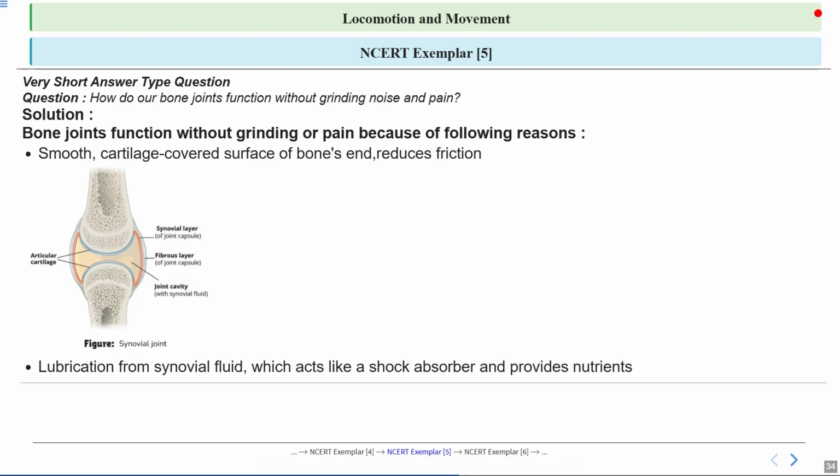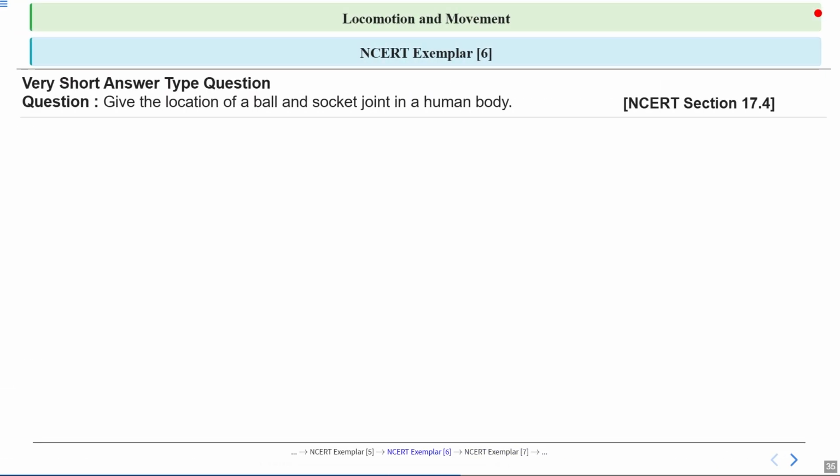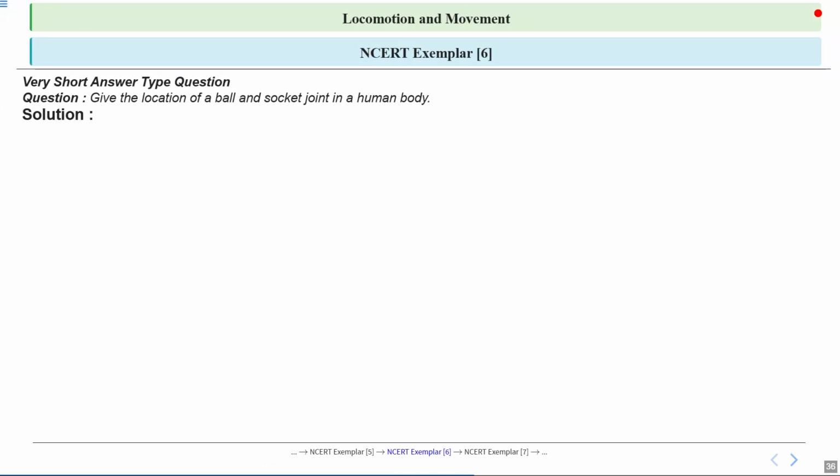Now, the synovial fluid that we have already talked about acts as a lubricant, reducing friction between bones and allowing smooth movement. It also functions as a shock absorber, protecting the joint from damage during movement. Additionally, it supplies nutrients to the cartilage, which doesn't have its own blood supply, ensuring the cartilage remains healthy and functional. So this is question number 6, and the question is, give the location of ball and socket joint in human body. Let's see the answer in detail.